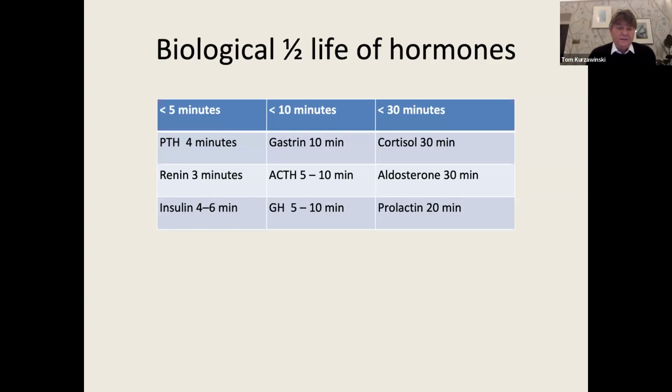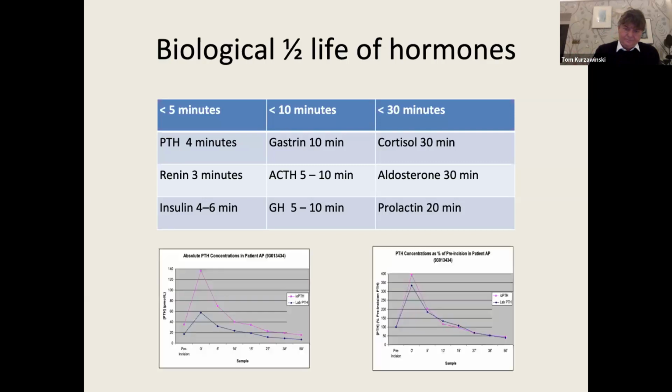4 minutes. Renin is very good, but it really can't be used. Insulin you can use when you do insulinomas, but this is a very rare operation. And obviously the other hormones, especially those with 30-minute half-lives, are really not actionable. So you know the curves, and Omar described how it works.